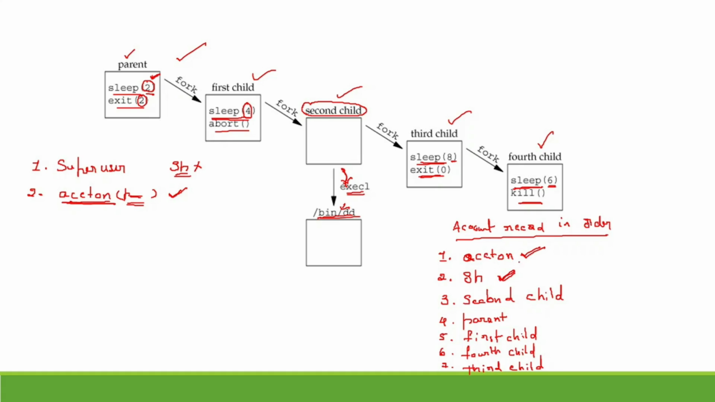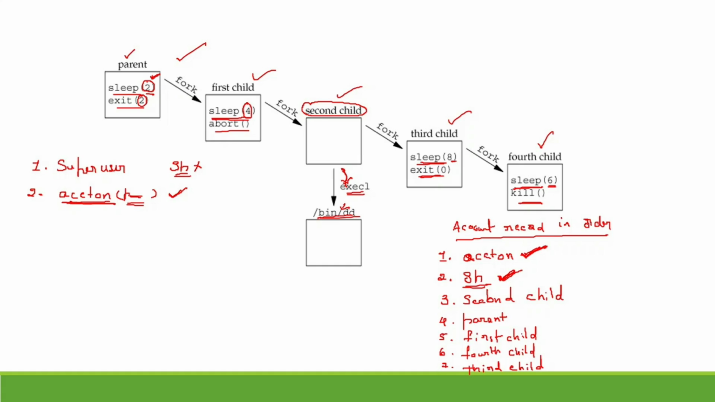First is the ACCTON command, which was enabled, and it was the first one to get exited, right, or terminated. So this will be entered first. Then I exit the super user shell. So this will be the second one. So obviously the shell is also a process, right?